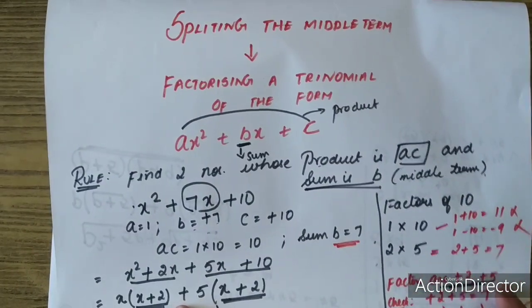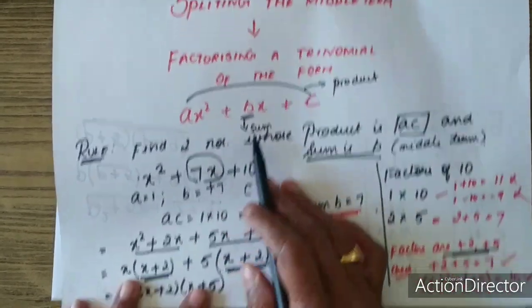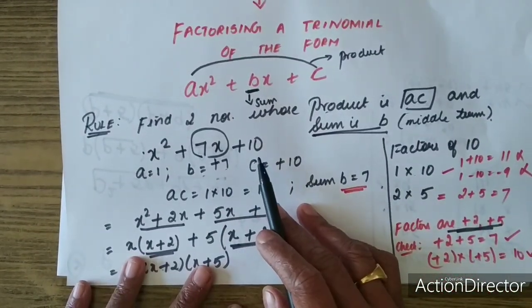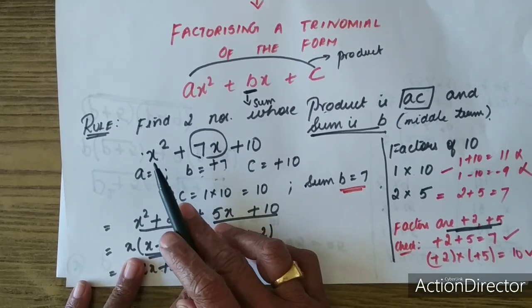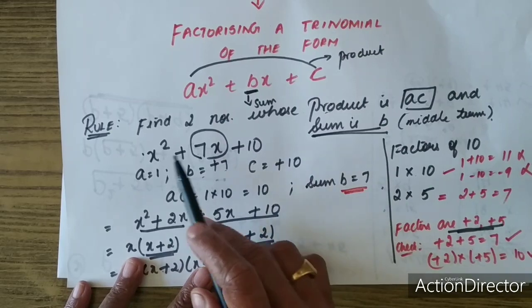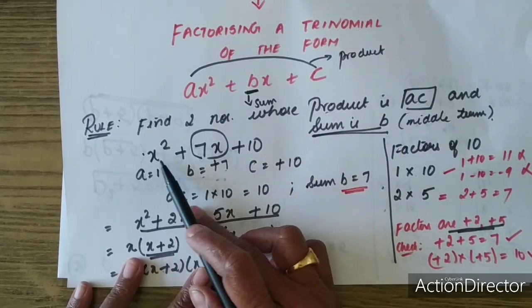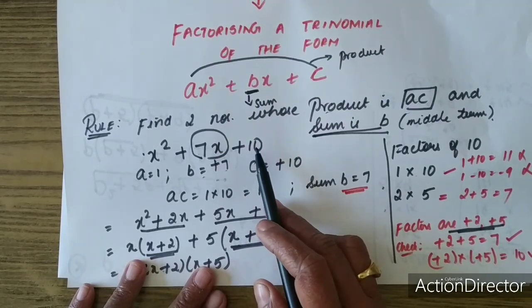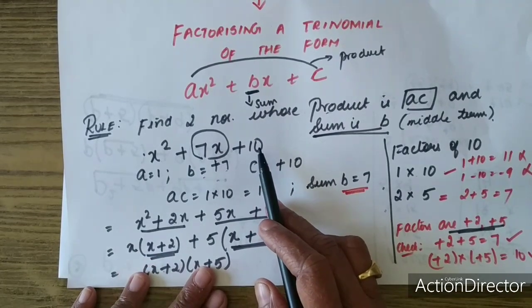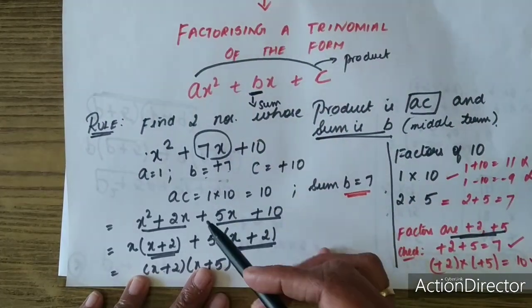You may wonder, why should we follow this method? We are following this method of splitting the middle term because in previous exercises, the first term and the last term were perfect squares, that is, they were perfect square trinomials. Here, when you observe, the first term is a perfect square, but the last term, the constant, is not a perfect square. So we have to follow this splitting the middle term method.